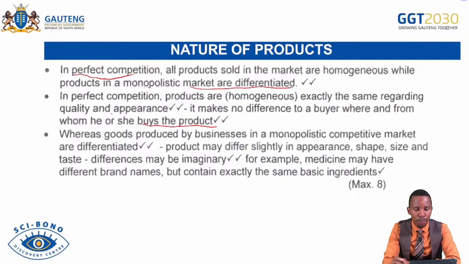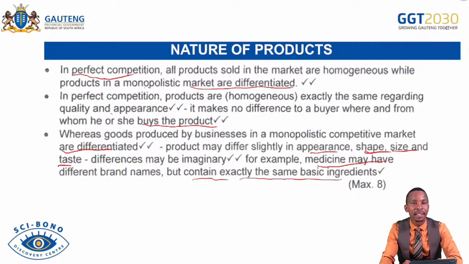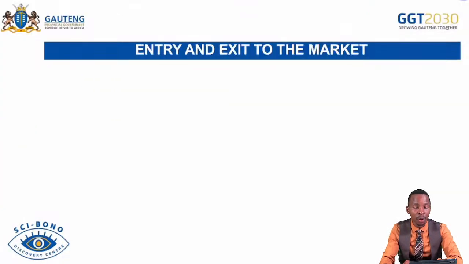Whereas goods produced by the business in the monopolistic competitive market are differentiated. Products can look the same, but they are not really the same. They are differentiated. Products may differ slightly in appearance, shape, size, and taste. Differences may be imaginary. For example, medicine may have different brand names, but contain exactly the same basic ingredients. That makes the product differentiated under the monopolistic.